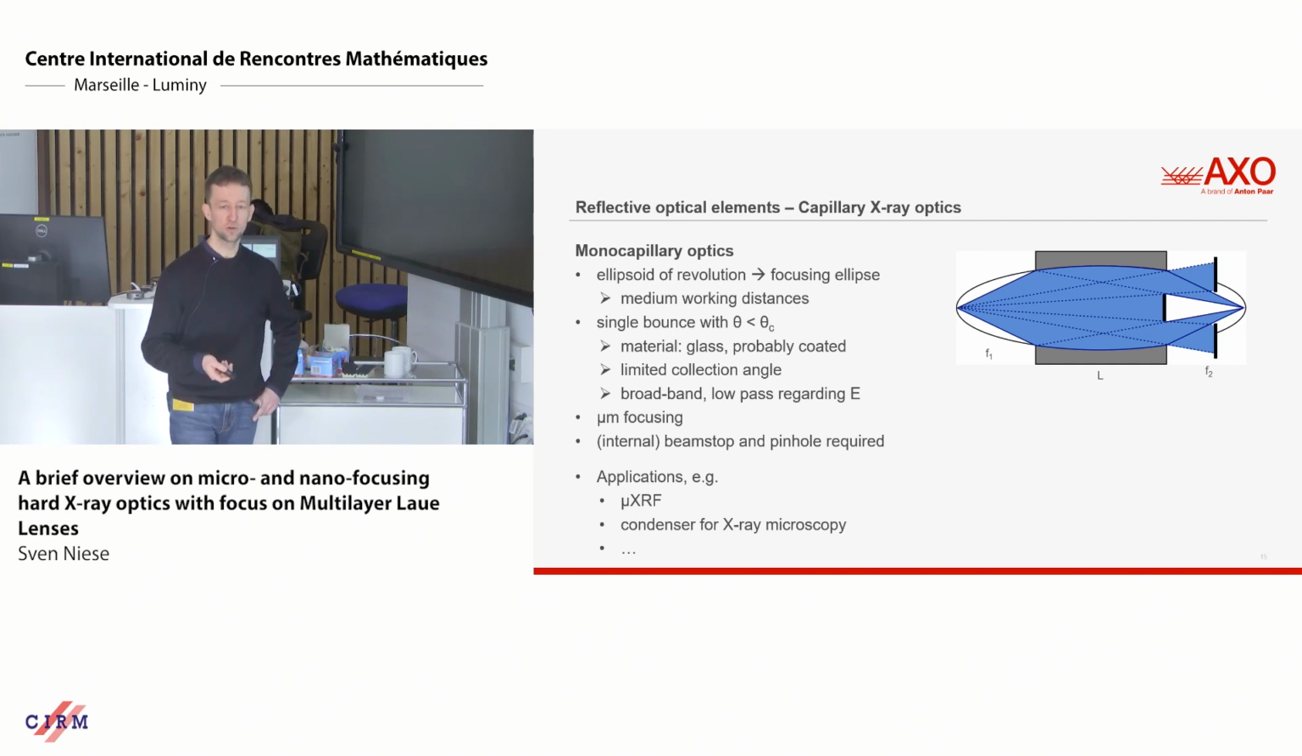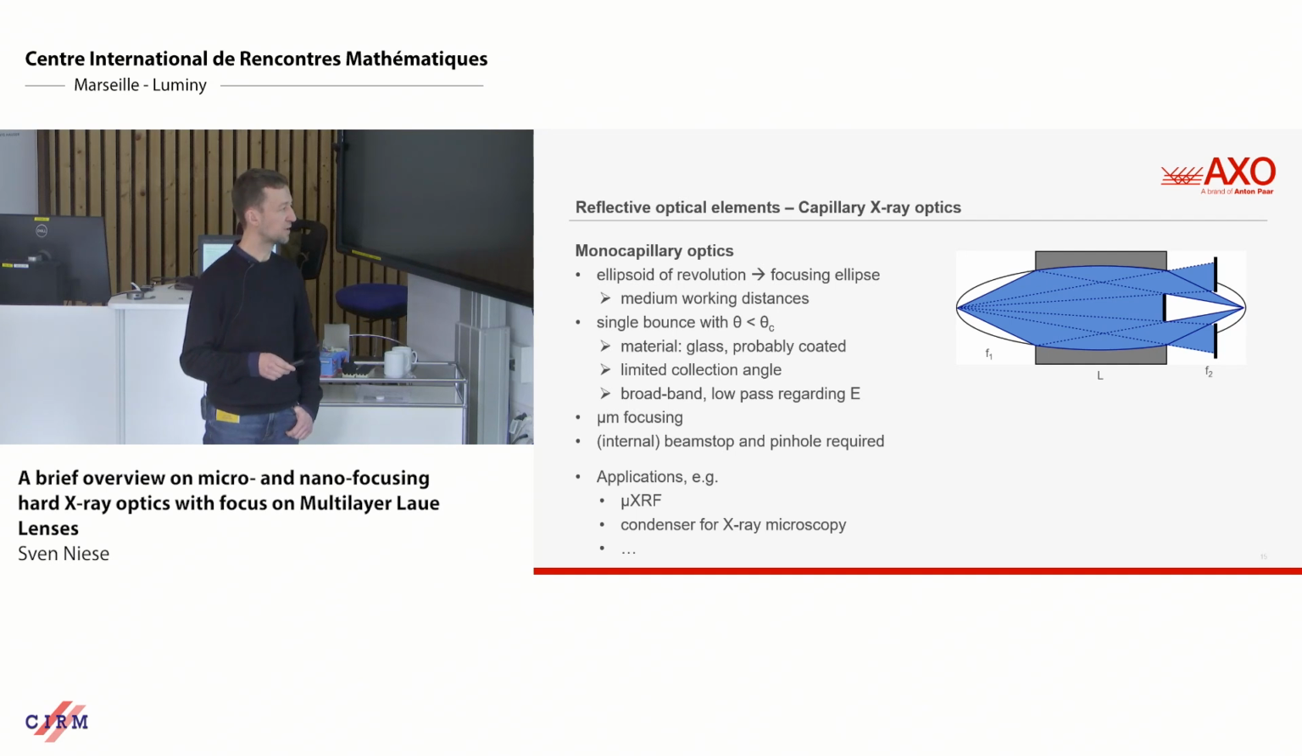It's still kind of broadband, so it reflects everything below a certain threshold of the energy. You can use those for micrometer focusing. You do need an internal beam stop and also a pinhole to stop the direct beam hitting the focus or making some background. But those are all feasible applications: micro X-ray fluorescence setups, and you can also use them as condenser optics for X-ray microscopy, as I will show later.